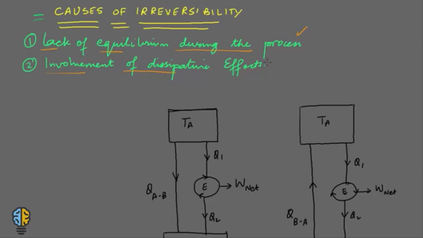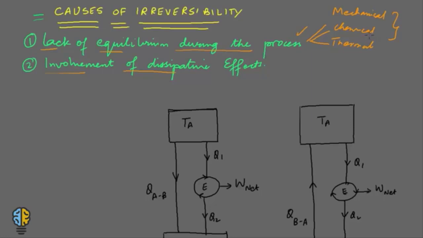Now, the equilibrium can be mechanical, it can be chemical, or it can be thermal. So lack of any equilibrium out of these three, between the system and the surroundings, or between two systems or two parts of the same system, causes a spontaneous change which is irreversible.